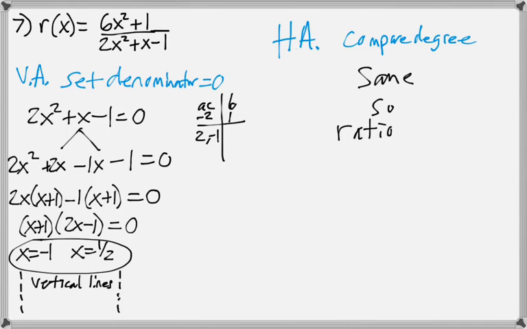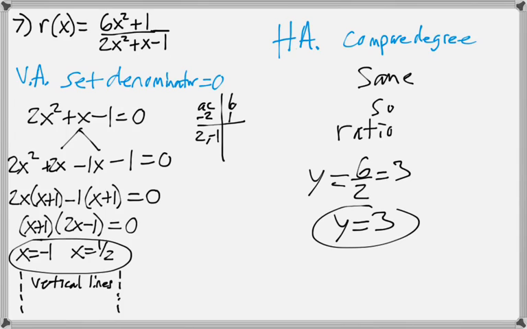Again, there's 3 cases. It's either the numerator's higher, or the numerator's lower, or they're the same. So because it's a ratio, we go y is equal to, and the leading coefficients are the 6 and the 2. So this is equal to 6 over 2, or 3. So y is equal to 3 would be our horizontal asymptote. And again, this is a horizontal line. I'm just labeling this to remind myself it's not a point, it's a line. But again, you don't need to label that.